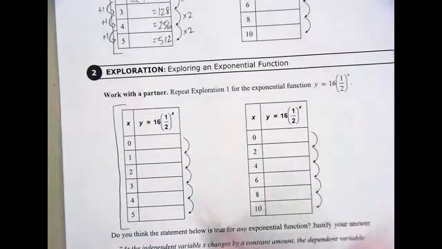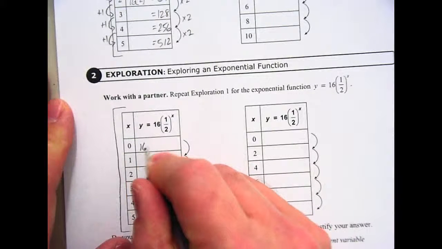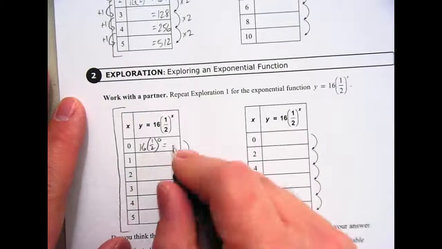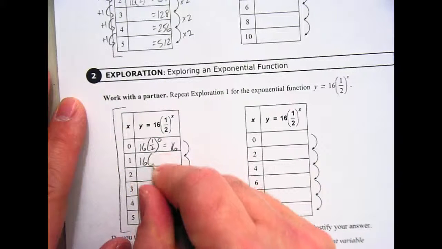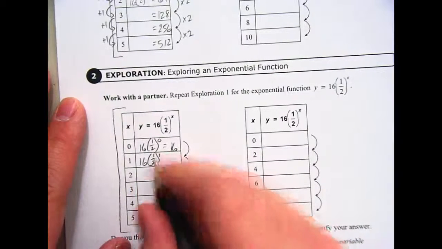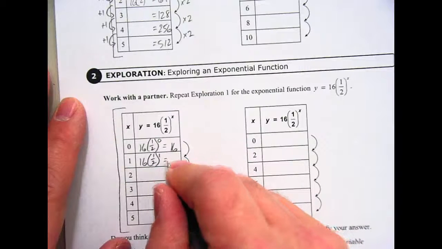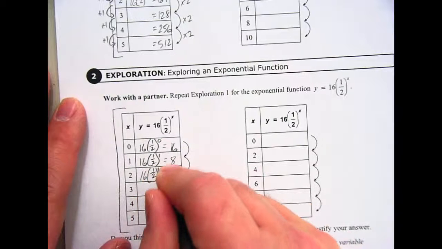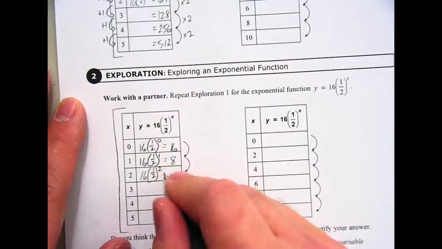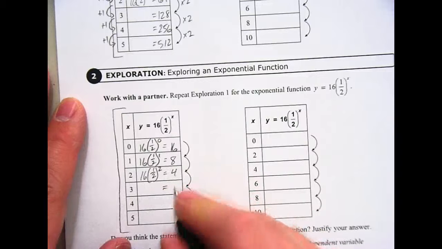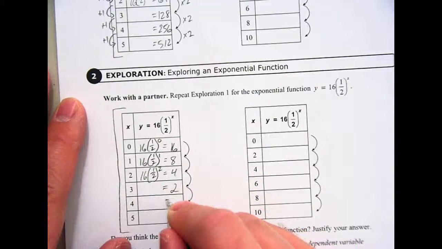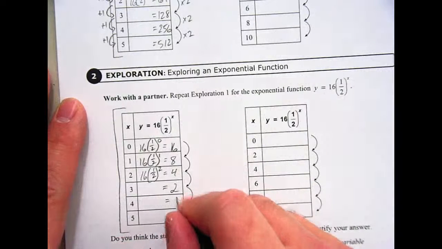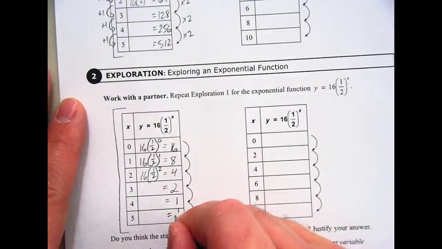All right. So on this guy here, 16 times 1/2 to the 0. Well, that's again 16. 16 times 1/2 to the first. 1/2 to the first is 1/2 times 16 is 8. 16 times 1/2 to the second. Half to the second is 1/4. 1/4 of 16 is 4. What's the next one? 2 and what do we get next? 1. And next? 1/2. Okay?